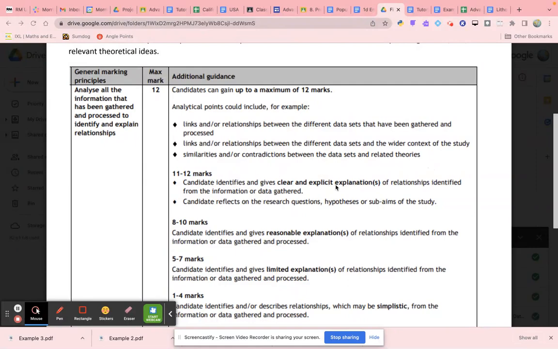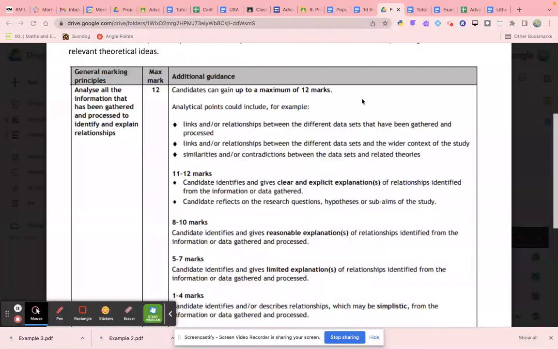Now, apart from being clear and explicit all the way through, you're also looking to continually reflect back on the research question. Everything you write about must reflect back to whatever is the actual question. So don't just present data and then randomly talk about it. You must think about it in terms of the question that you're actually looking to answer. If you have a hypothesis, you obviously want to have some kind of statement about whether that hypothesis has proven to be accurate, or not accurate, or partially accurate.